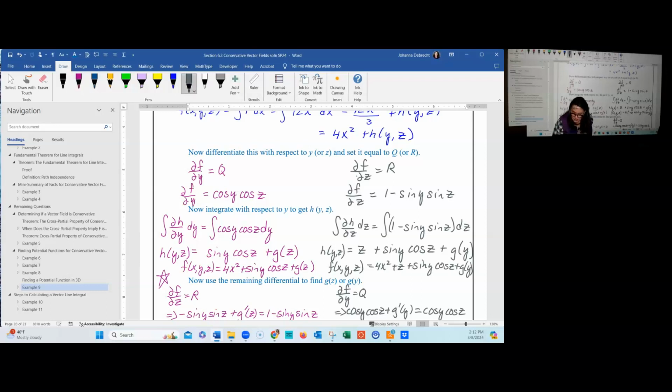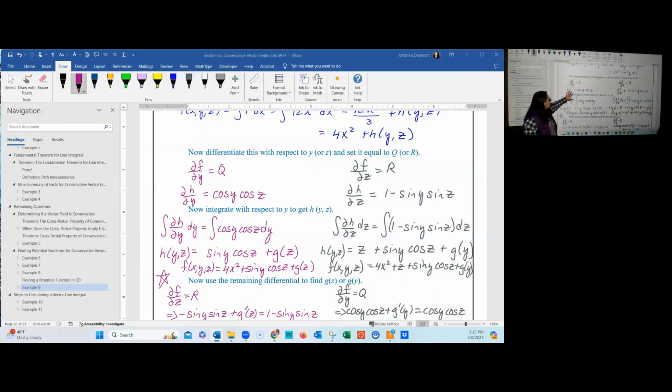All right. So I'm going to take the partial of my potential function, which is 4x squared plus h of y and z, and I'm going to take the partial with respect to y and set it equal to q. Because 4x squared doesn't depend on y, its derivative is going to give me 0. So I just get the partial derivative of h with respect to y and z, which is set equal to q, which is going to give me the cosine of y cosine of z.